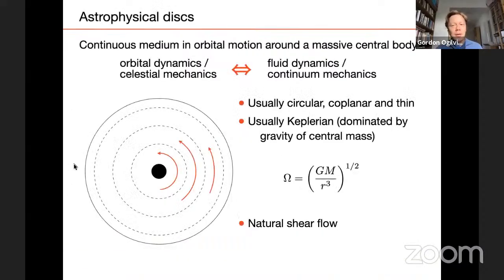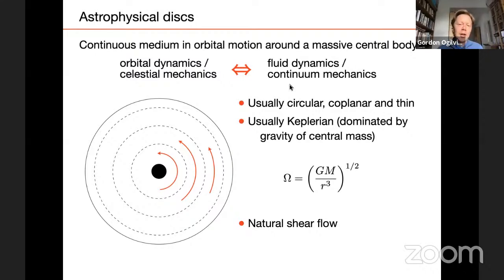Okay, so to begin with, just a brief introduction to astrophysical disks in general. We're dealing here with material orbiting around a massive central body, a star, a black hole, or maybe a planet. But the material is in the form of a continuous medium, usually a fluid, usually a gas. And there's an interesting interplay in this subject between, on the one hand, orbital dynamics or celestial mechanics, and on the other hand, fluid dynamics, or more generally, continuum mechanics.